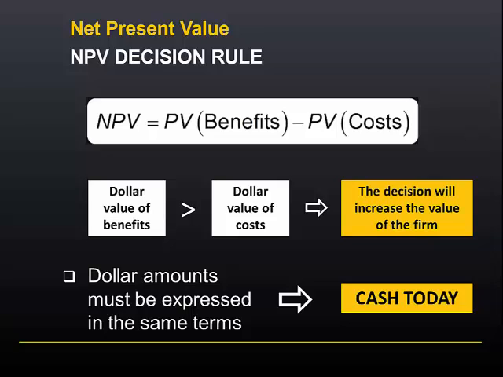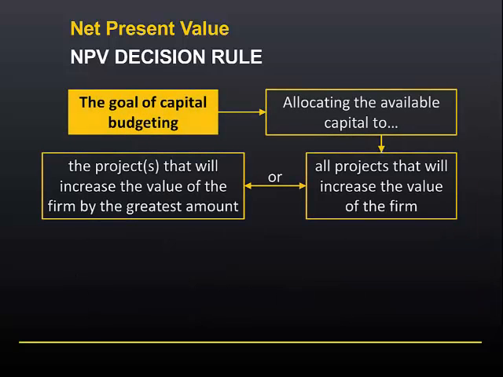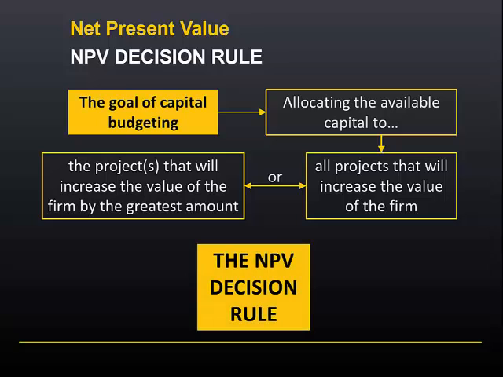Project evaluation is used as part of the process of capital budgeting, which means determining how to spend the firm's available capital on investment projects. The goal of capital budgeting can be expressed in two ways: allocating capital to all projects that will increase the value of the firm, or to the project or projects that will increase the value of the firm by the greatest amount. These twin goals give rise to the NPV decision rule, which is just restating the goals of capital budgeting in terms of NPV.